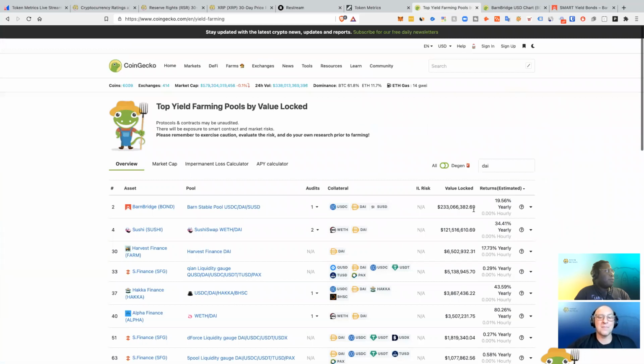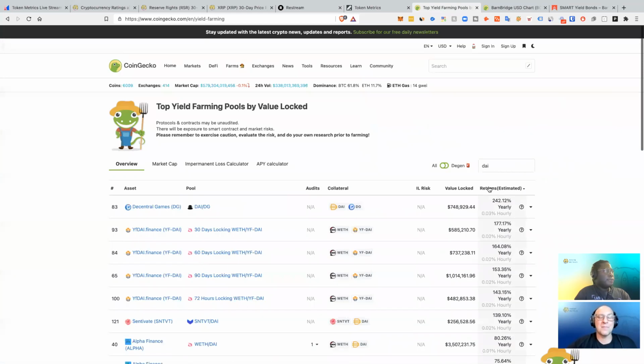see what the yield is. This is basically about 20% a year. If you're more of a risk taker, sort this and see, okay, this is the highest you can get. This is for DAI and DG. Okay, this you probably have to provide both. This might not be the best.